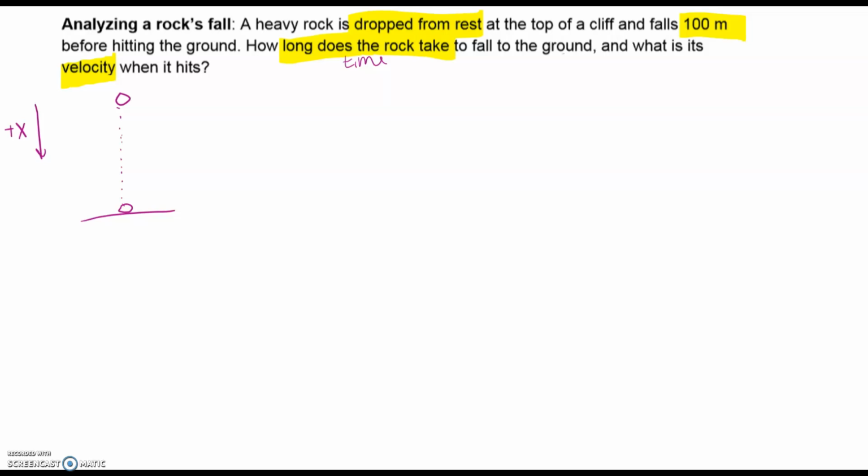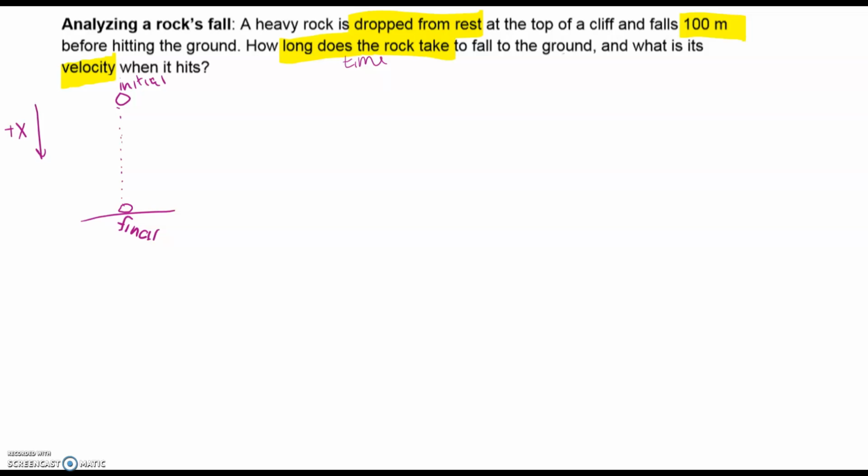So writing down what we know in this problem, I'm going to call up here my initial, and at the bottom here my final. Why am I choosing those two moments in time for this motion? First, it tells us a lot of information about where it's dropped from, so that's my initial. Since we want to know how long it takes to fall to the ground and the velocity when it hits, that's going to be the location at the bottom. That spot's going to help us solve both of those.